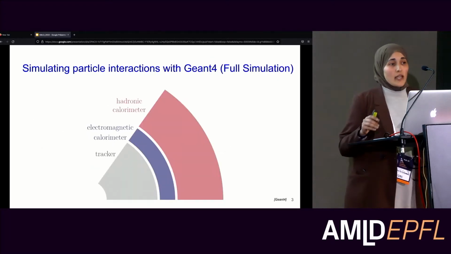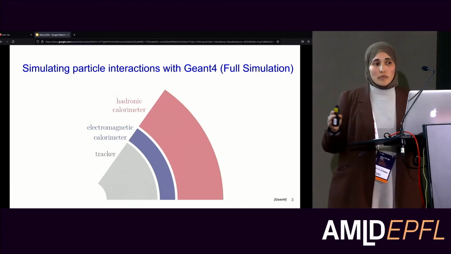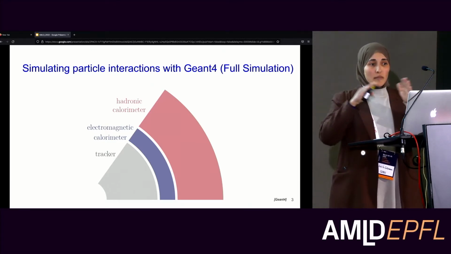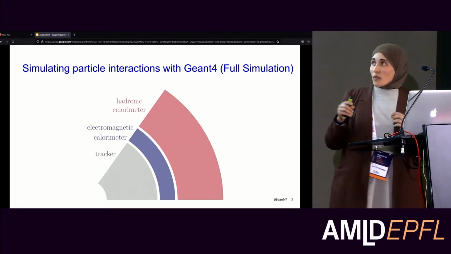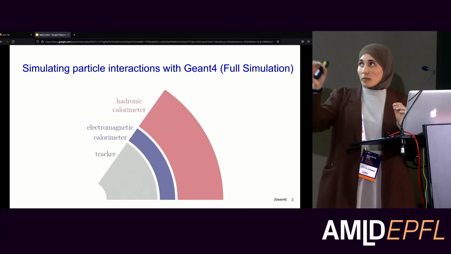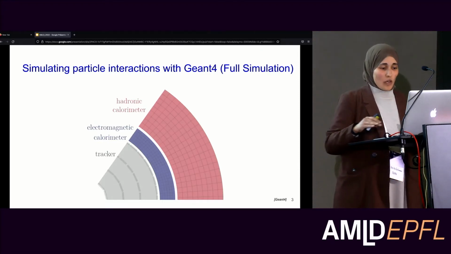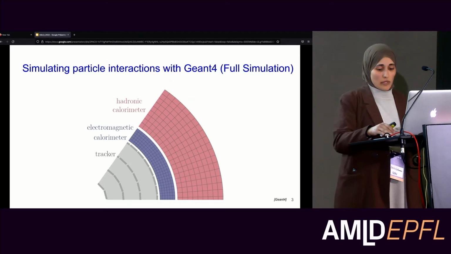So here I put an illustration of how Geant4 actually does the particle interaction simulation. So let's suppose we have a usual high energy physics setup. So we have the subdetectors around the beamline where the collisions happen. So the innermost subdetector is the tracker to measure the trajectory of the particle. And then we have the calorimeter to measure the energy. Of course, there is some structure in the subdetectors, and this represents the detector readouts.